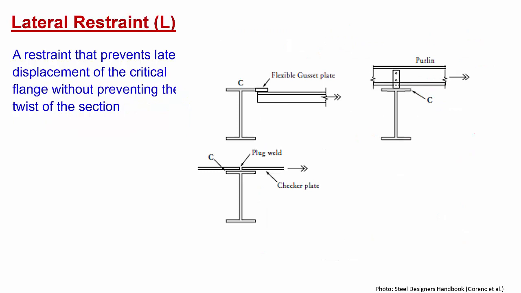Similarly, a lateral restraint means a restraint that prevents the lateral displacement of the critical flange without preventing the twisting of the section. So L stands for the lateral restraint. It means that the critical flange cannot be displaced laterally, but the whole section is free to twist. So there is nothing to prevent the twisting. And some examples are here. So there is a connection to the purlin, as we saw in the middle section, but it is free to twist. There is no movement in the lateral direction, but it is free to twist. The twisting can occur. Then it is called lateral restraining only. So there is no restraining against twisting.